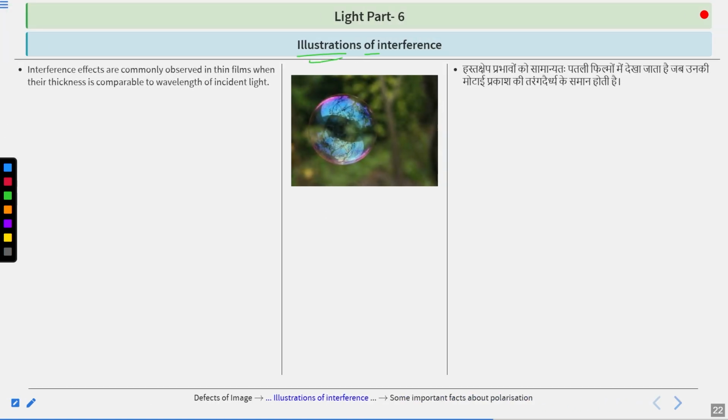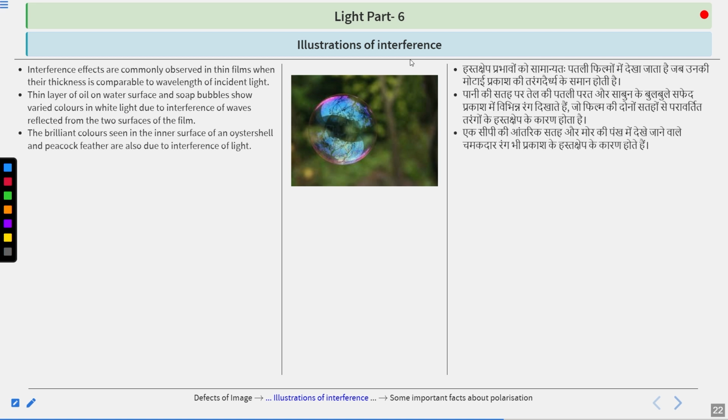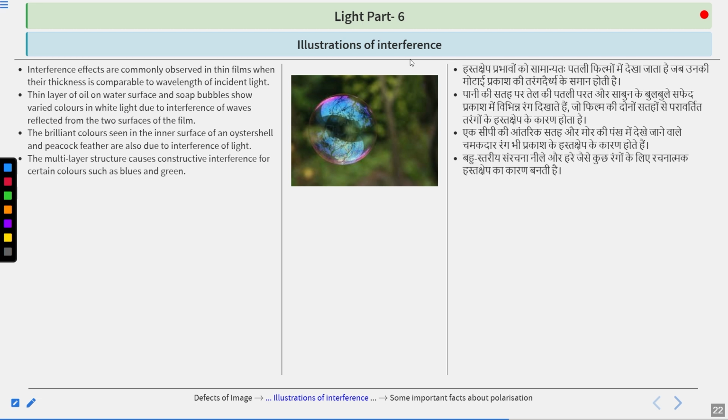Now, what are the illustrations of interference? Interference effects are commonly observed in thin films when their thickness is comparable to the wavelength of incident light. A thin layer of oil on a water surface and soap bubbles show varied colors in white light due to the interference of waves reflected from the two surfaces of the film. The brilliant colors we see on the inner surface of an oyster shell and a peacock feather are also due to the interference of light. The multi-layer structure causes constructive interference for certain colors such as blues and greens. The color changes with change in direction of view.